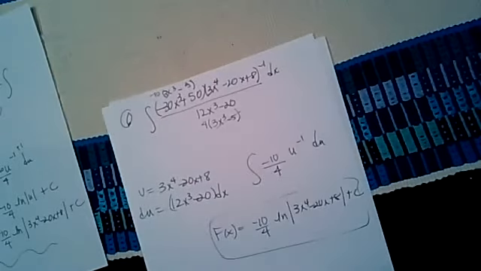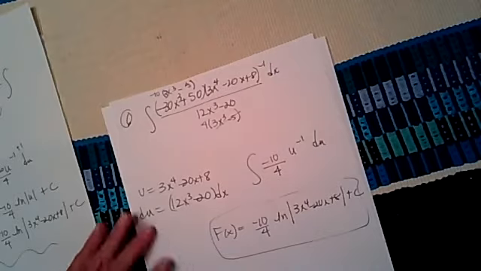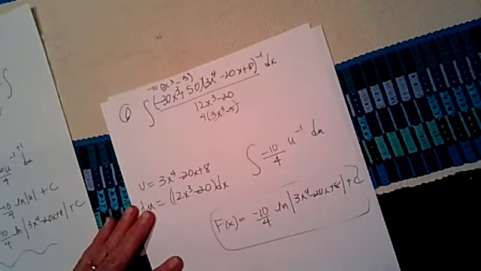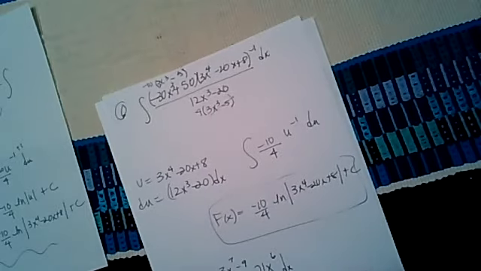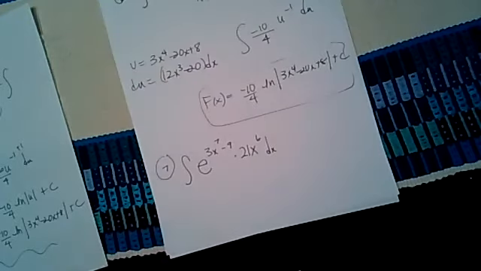Okay, all right, now we're gonna go on to the next one. Those are the hardest ones, I think, the ones where you have to make a match. Okay, so then the next one I have is e to the 3x to the 7th minus 9, and then times 21x to the 6th. Okay, so remember when you pick u is always the inside, but since there is no inside, we're going to let u be the exponent on e.